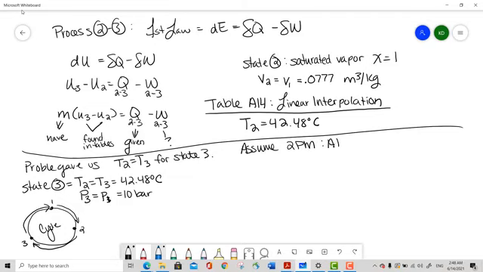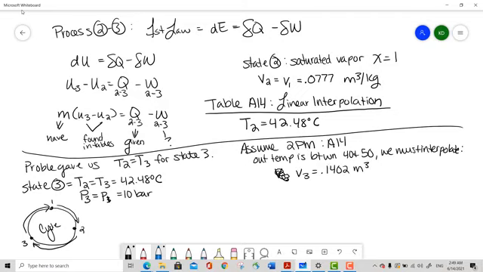And that table is A14. And our temp is between 40 and 50. We must interpolate. Okay, and then that ends up being 0.1402 cubic meters per kilogram. Okay, so now we have that.